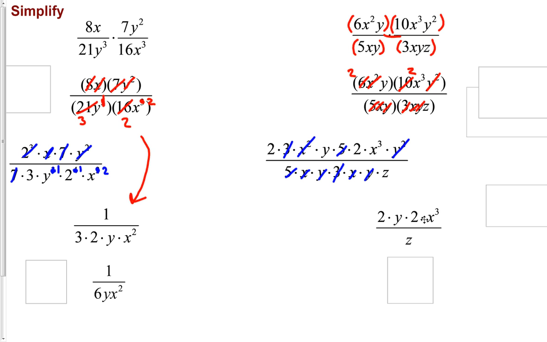In this, you just multiply it together. 2 times 2 is 4, and the rest will stay as variables. So 4yx cubed over z.